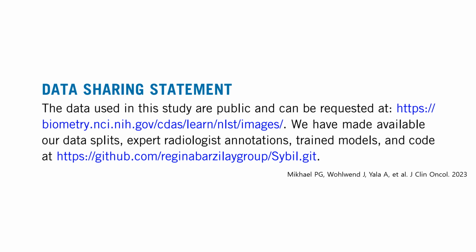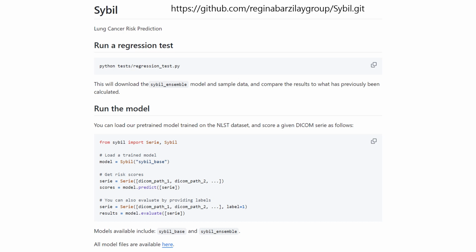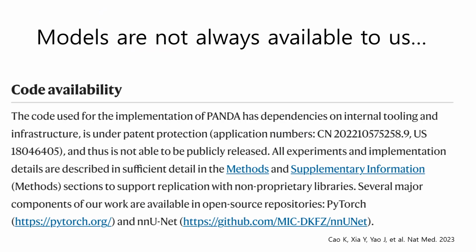Here's an additional example of code sharing. In the data sharing statement section of their paper, the authors included a link to their GitHub repository. They have uploaded their training codes and models to this GitHub. However, it's important to note that not all models are readily available for use. Commercial models, those under patent protection, or those with significant dependencies are not typically uploaded as open source models.